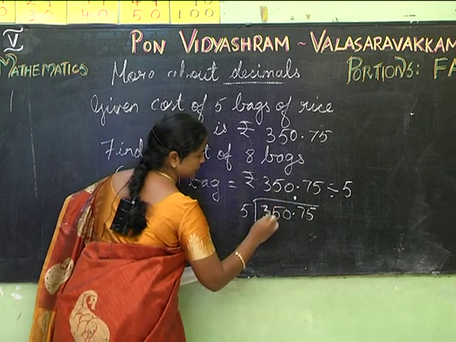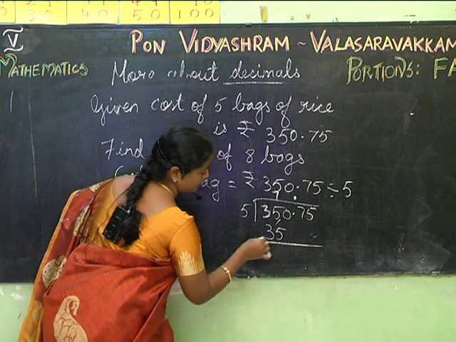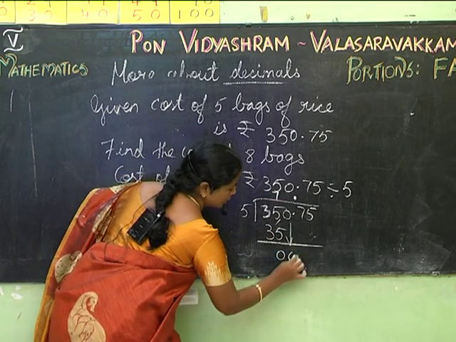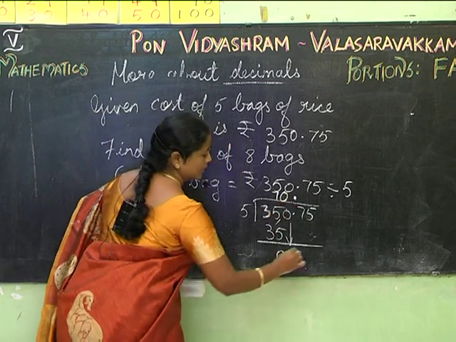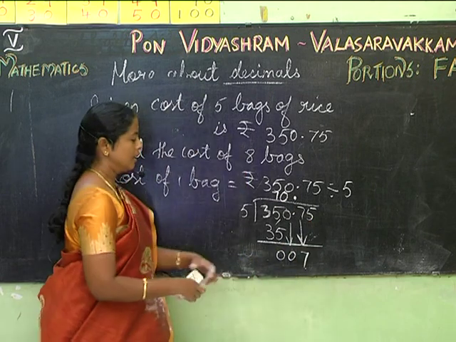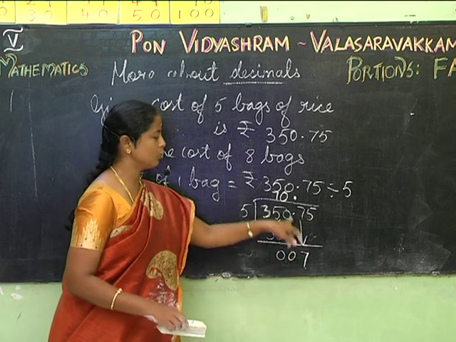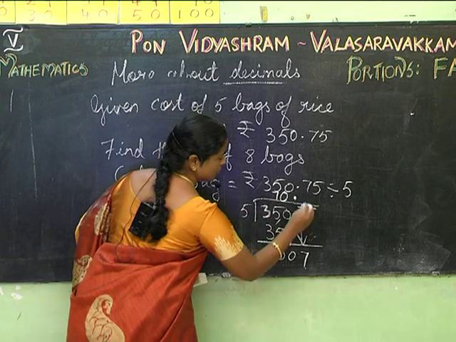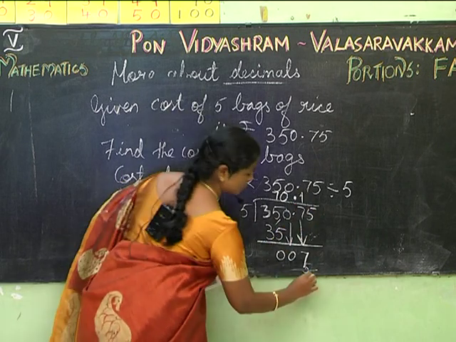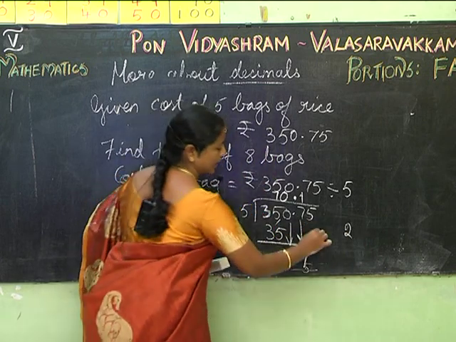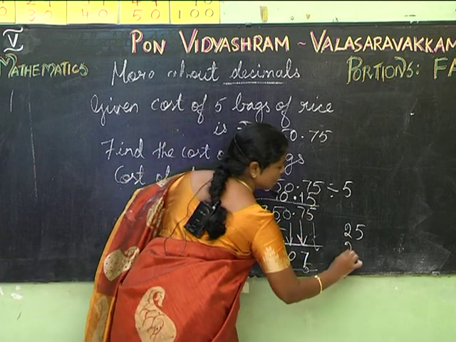Now 7 fives are 35, remainder 0. I bring down the 0. Since I do not have any number, I just add a 0. Then I bring down 7. Since I cannot divide 0 by 5, I need 7 also, so I add the 0. Now 5 ones are 5. Now 2 is the remainder, and bring down the 5. So 25. 5 fives are 25.